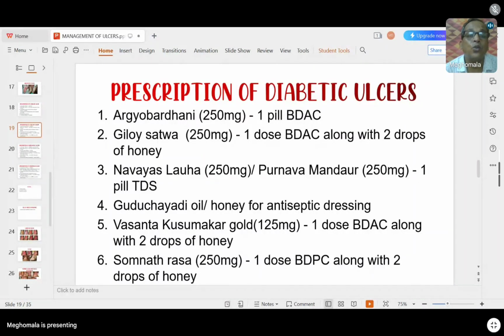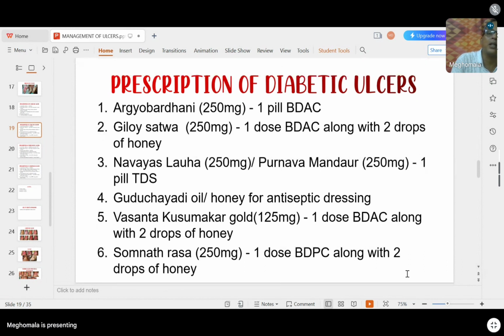Okay, and Guruchadi Tel and honey for dressing. Guruchadi Tel and honey for dressing. And Basanta Kusumakar Ras, all of you know, is an oral hypoglycemic, and we may go for that. And Somnath Ras, all of you know that it is an anti-diabetic drug, and that's why it has been prescribed. But remember, according to the blood sugar level, we should change these things.